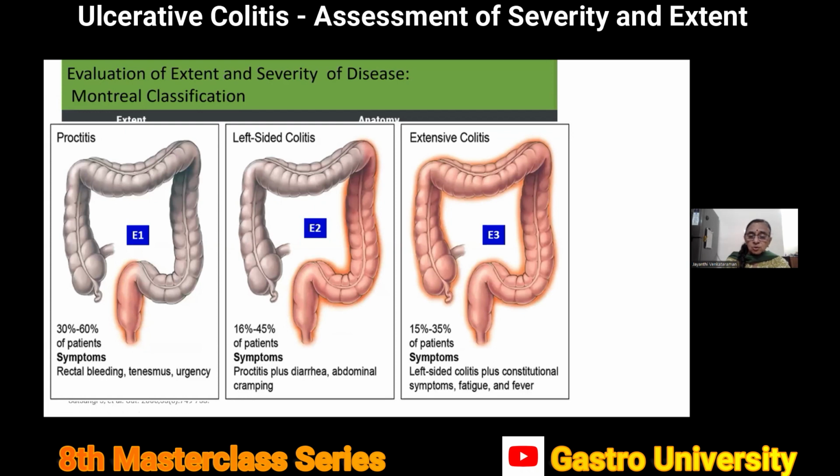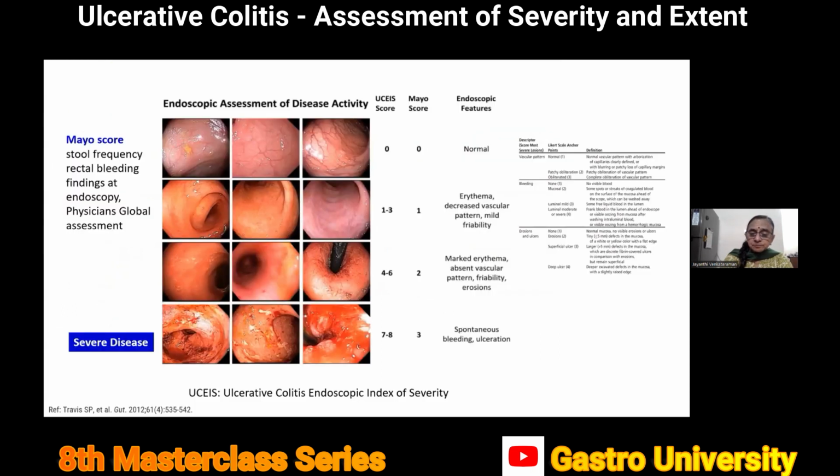This we've already discussed, so I'll not be mentioning, except to mention that the majority of our patients have proctitis, and they have the classical tenesmus and urgency. The left-sided colitis presents with a minimal abdominal cramp and all other findings of proctitis. And the pancolitis has systemic symptoms. Most of them have systemic symptoms, and they are the ones who have severe forms of disease.